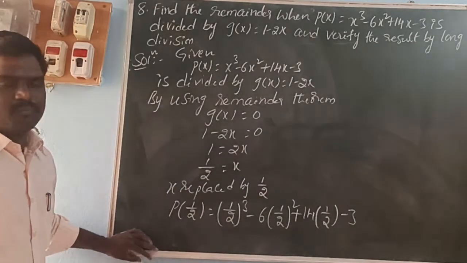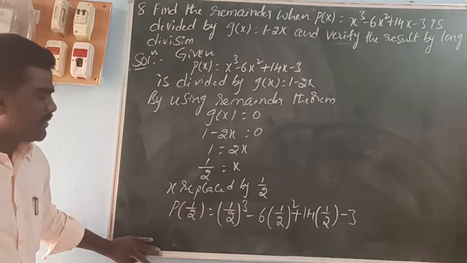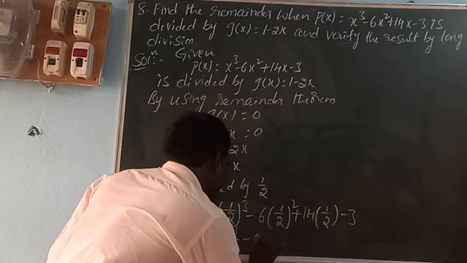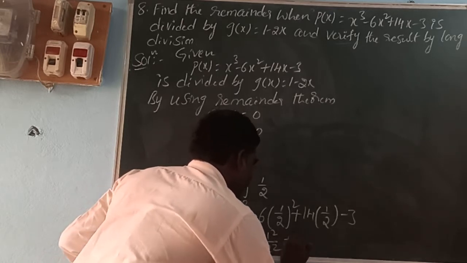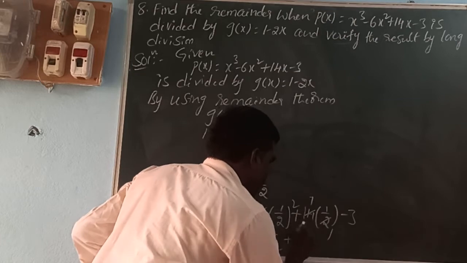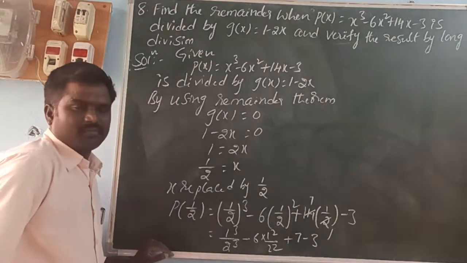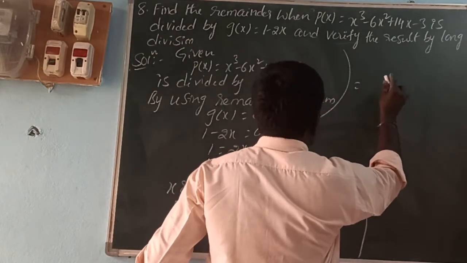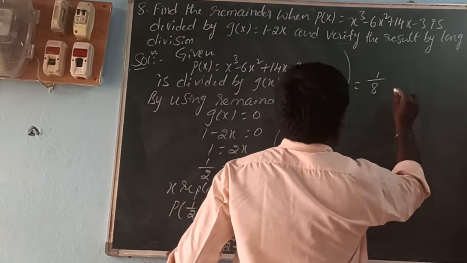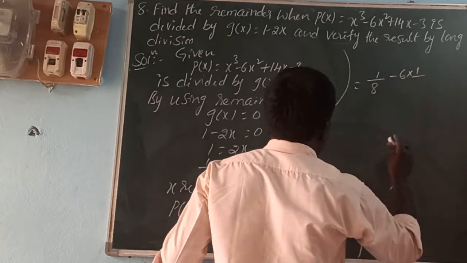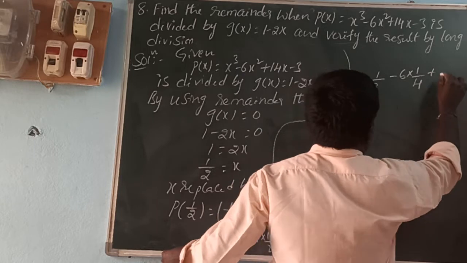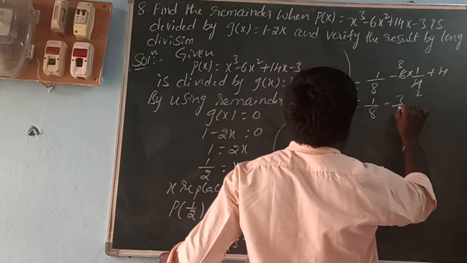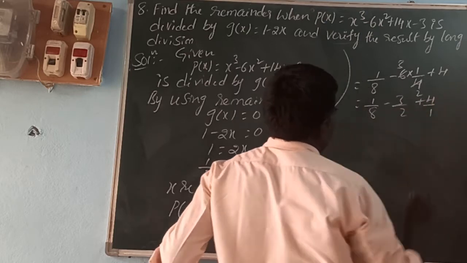So 1 by 2 whole cube: a by b whole power m is a power m by b power m. So that is 1 cube by 2 cube minus 6 into 1 square by 2 square plus 14 into 1 by 2, that is 7, minus 3. So 1 cube is 1, 2 cube is 8, minus 6 into 1 by 2 square, 4, plus 7 minus 3. Two twos are 4, so 2 threes, that is 1 by 8 minus 3 by 2 plus 4. So 4 we can write as 4 by 1.